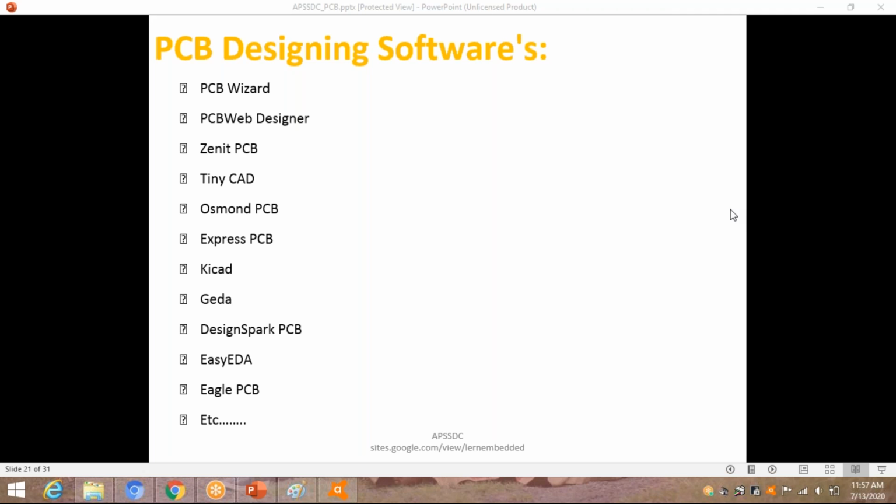Okay, shall I move to the next slide? We have 5 more minutes. Guys, for tomorrow we will be using a software called Livewire, where we will be designing some circuits only and checking them.